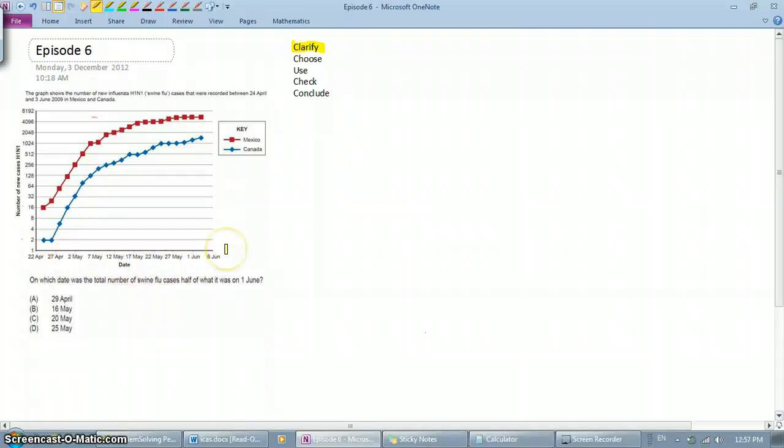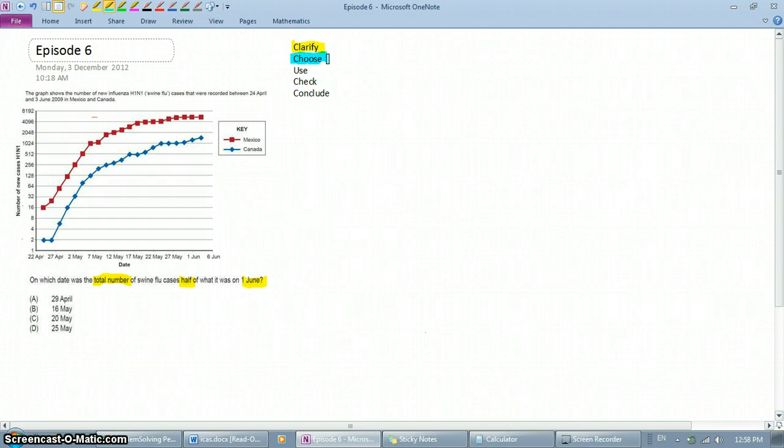Okay. On which date was the total number of swine flu cases half of what it was on June 1? So clarify what the question is asking. Total number of swine flu cases, or better yet, total number half of June 1. Now the strategy we're going to use is we're going to find out what happened on June 1 and then work backwards. So we're actually going to be working backwards today.